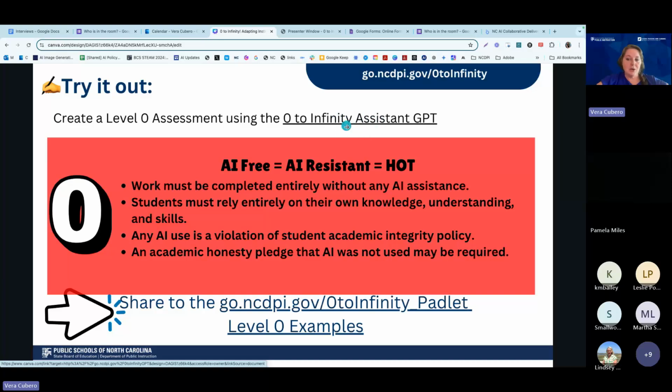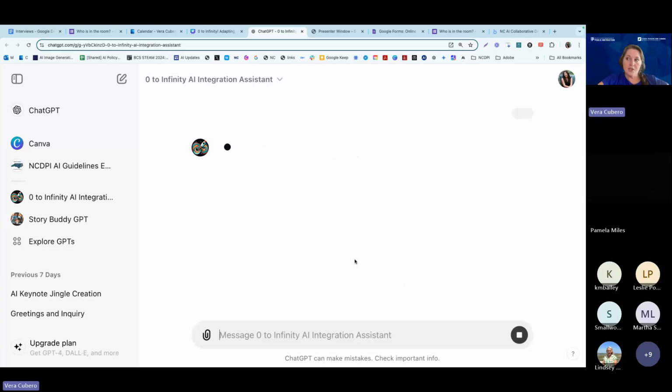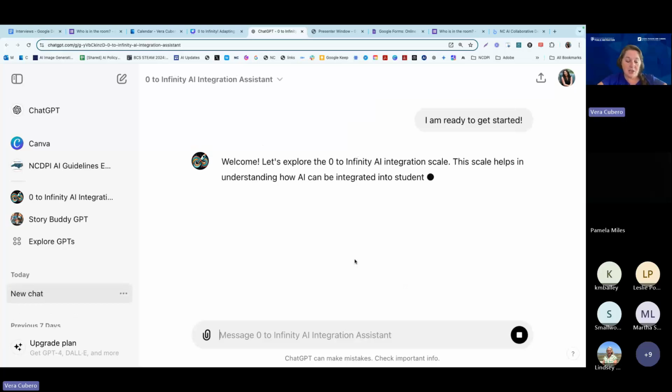GPT called the Zero to Infinity Assistant. And if you click that link, it will open up in another window. And we're going to actually practice. This is the tool that I created in ChatGPT. It is like a separate little chatbot that is built just for a certain purpose. And this tool I built as an assistant to guide people in using this 0 to infinity scale. And so when it opens, you just simply click I'm ready to get started.